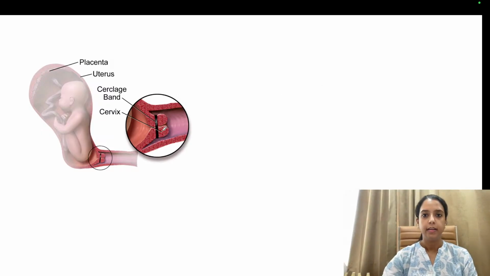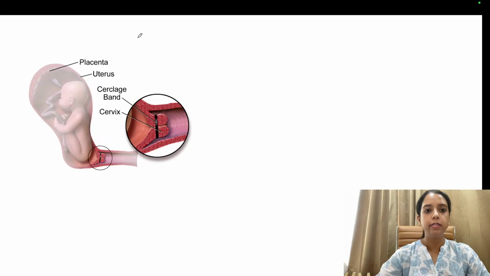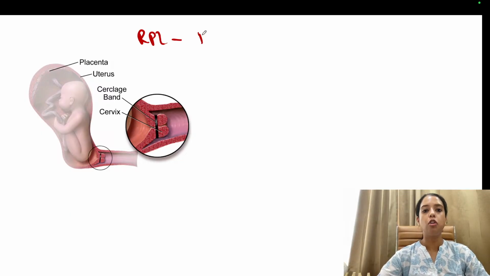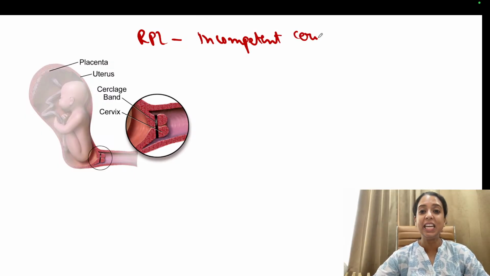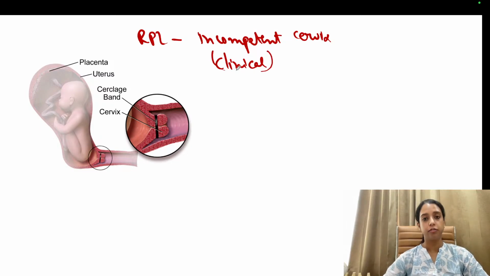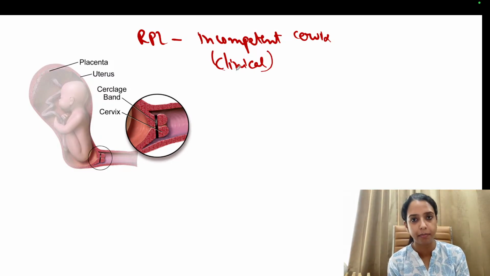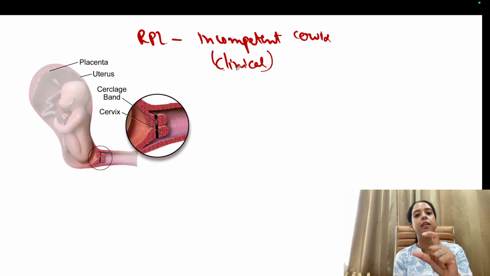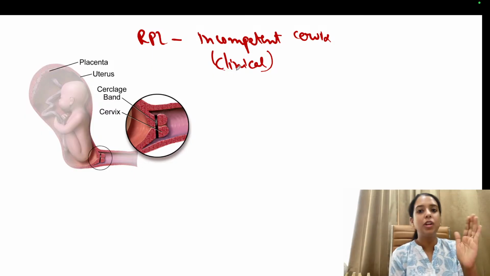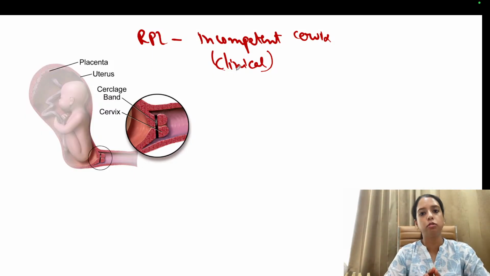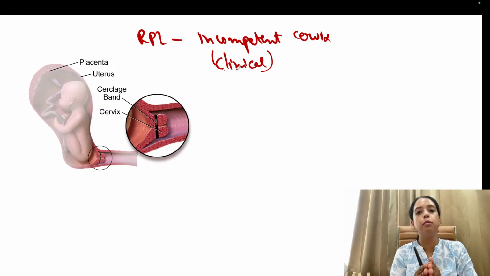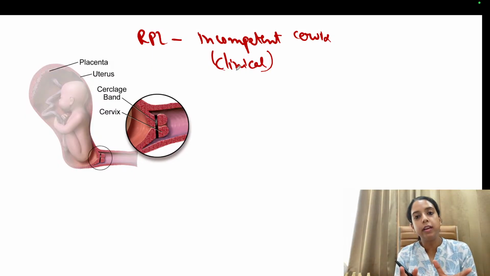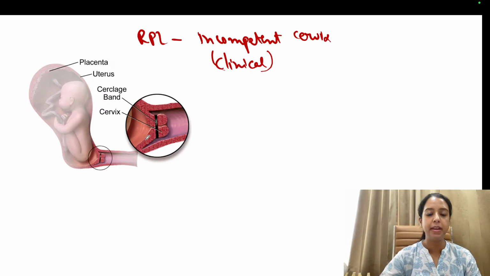What is this? So in case of recurrent pregnancy loss, one cause is incompetent cervix. Incompetent cervix, remember, is a clinical diagnosis. It's clinical. I can't diagnose it without a clinical history. A woman has a history of previous mid-trimester abortion. A woman has history of preterm. When I did ultrasound, the cervix was short. So clinical plus ultrasound. I need both. I need history and ultrasound both. That diagnoses incompetent cervix.